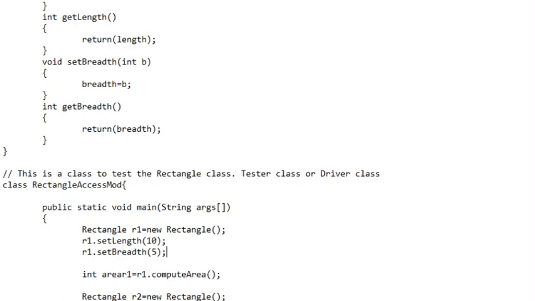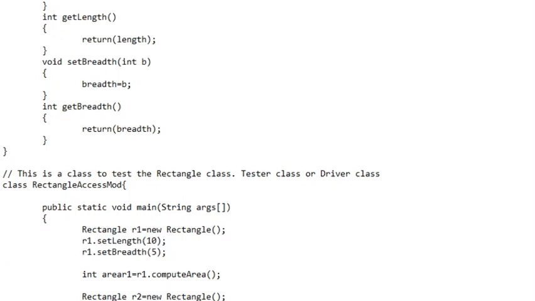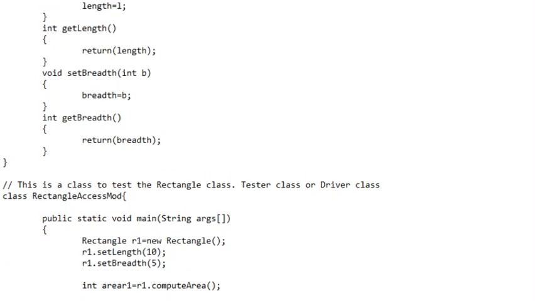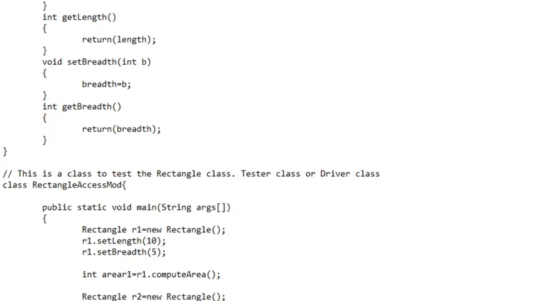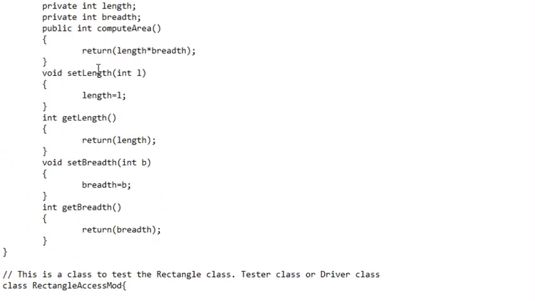Same way for R2 also. And again, lazy me, I'll just copy it and paste it here. So instead of R1 now, I'm going to put R2. And then I'm going to change the values, say 11 and 15. Okay. So now, see, I'm not directly accessing length and breadth, but I'm accessing them through the methods set and get.